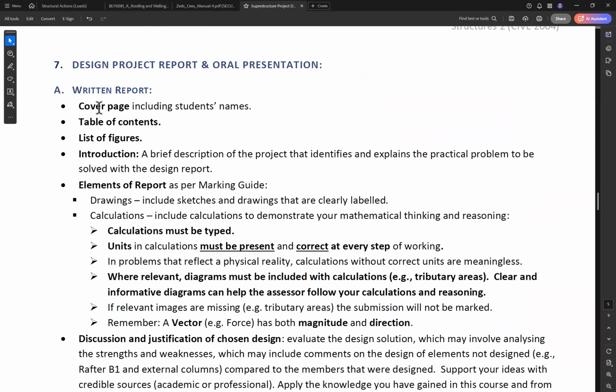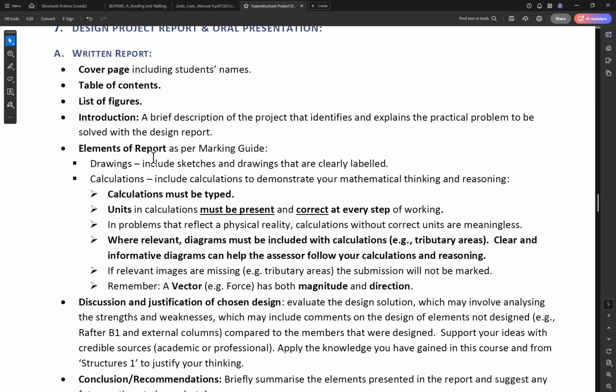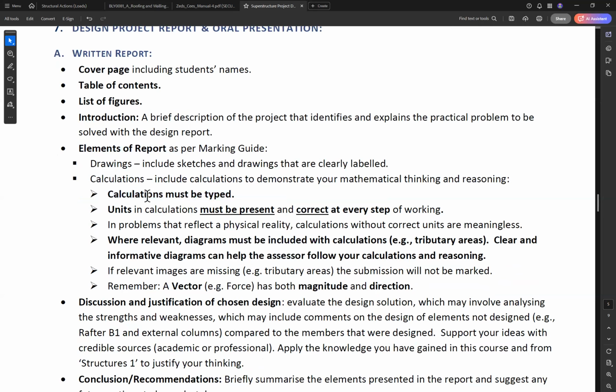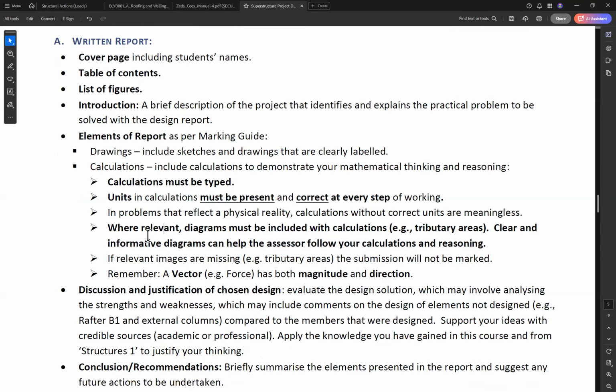So the report needs to include a cover page, table of contents, list of figures, introduction, and the main thing here in the report: we need to make sure the calculations are typed, and the units are presented. And the main thing is to make sure that the units are consistent, otherwise the results will not be correct.